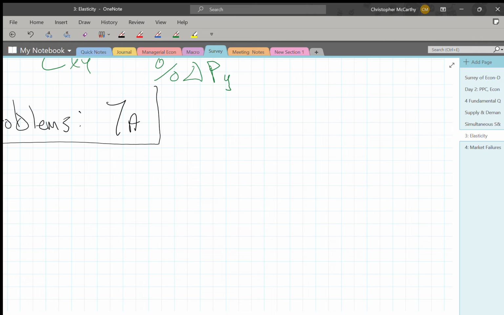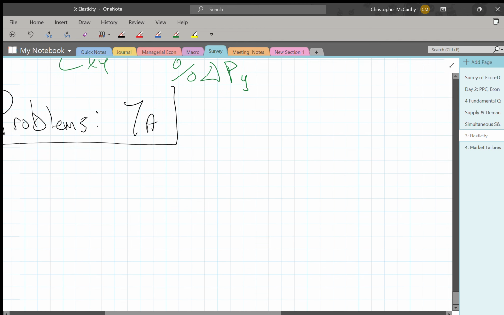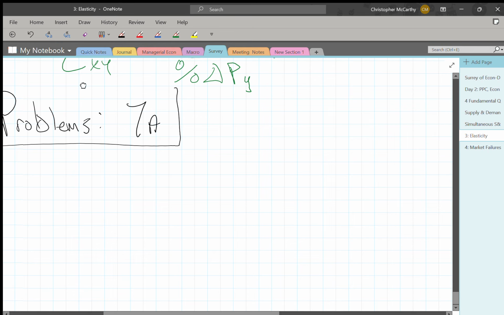Wait, let's find the simpler one that doesn't have a big chart. 1 second. Bear with me 1 second. Well, let's just do the simple one then. So not problems, questions. 11.